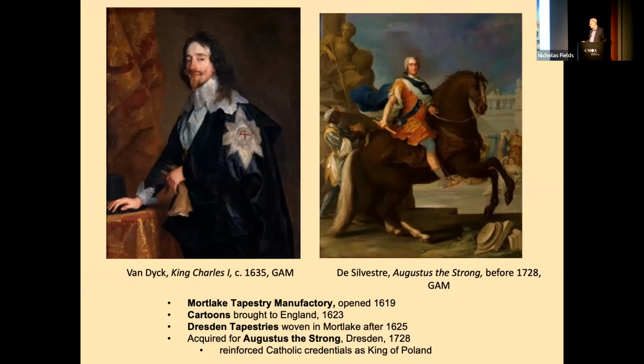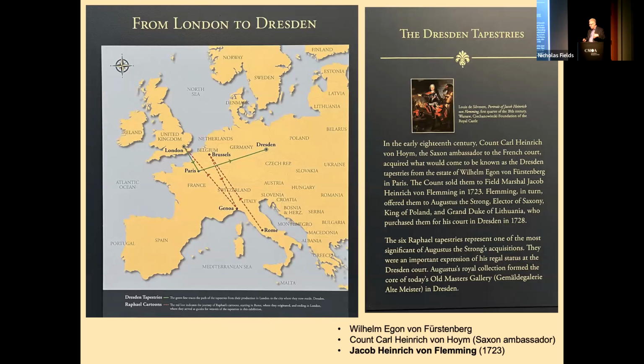And we have this portrait in the exhibition of Augustus the Strong. He's Augustus II, Augustus the Strong, he was known as. And we also have a bust in sculpture of the king, of Augustus the Strong. So I was talking about how the cartoons had a kind of circuitous route, and we do have a map in the exhibition that explains how the cartoons were produced by Raphael in Rome.